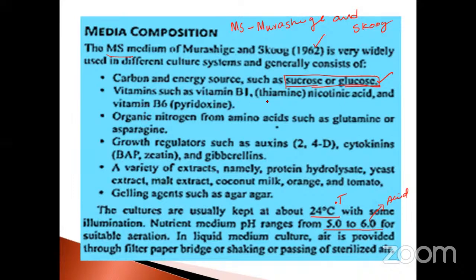Vitamins such as vitamin B1, thiamine, nicotinic acid, pyridoxine. See that, vitamin B6, pyridoxine, nicotinamide, B5, B1, B5, B6. These three vitamins are essential for the MS medium. And then organic nitrogen from amino acids such as glutamine and asparagine. These two amino acids are also very, very important for tissue culture methodology. The agar MS medium contains these components.